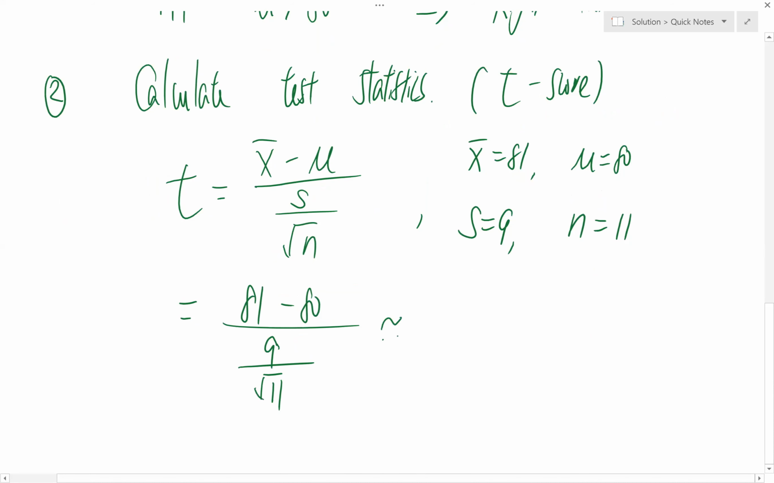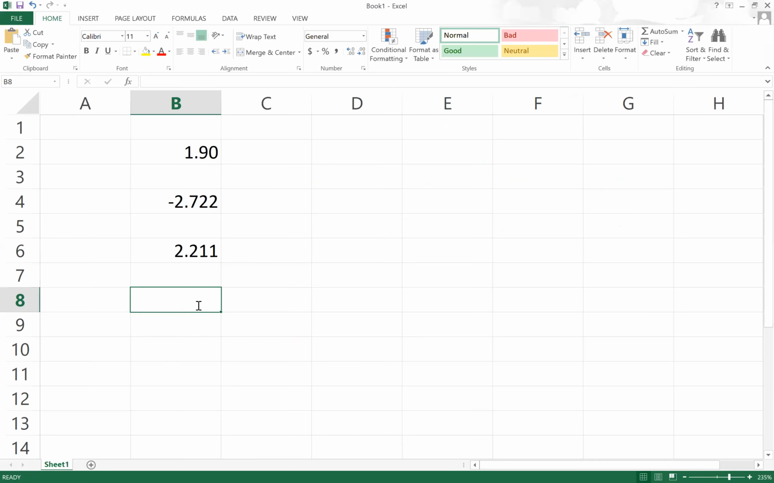Let's get the t-score, or t-value, from Excel. So it's 81 minus 80, divided by open parentheses, 9 over square root 11, close parentheses. Enter, with 3 decimal places. So we get 0.369. Go back here.